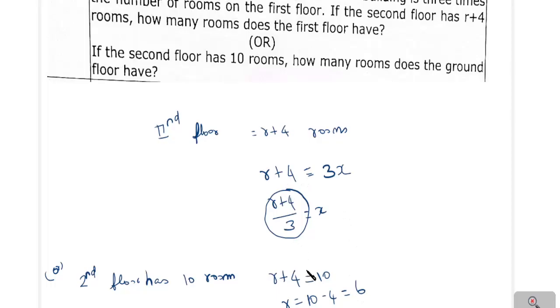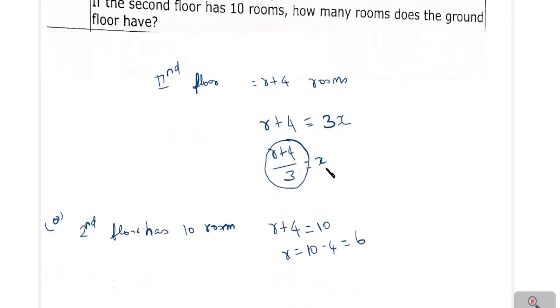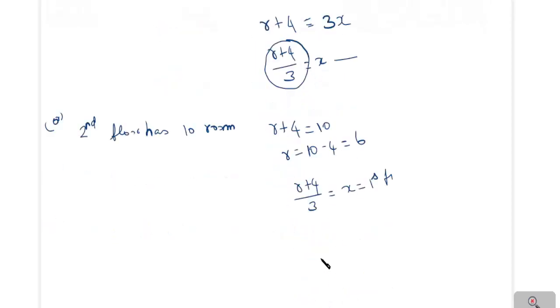Now you have to substitute this value here, because this is the condition between the first floor and the second floor. So you can substitute into R plus 4 by 3 equals X, the first floor rooms. So 6 plus 4 by 3 equals 10 by 3 is the answer for the first floor rooms.